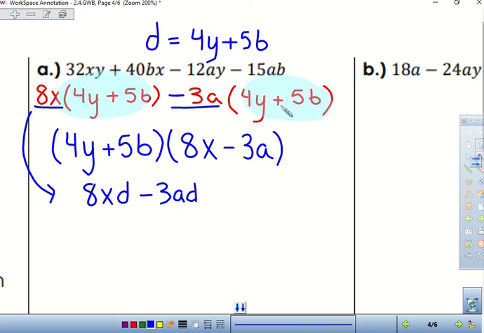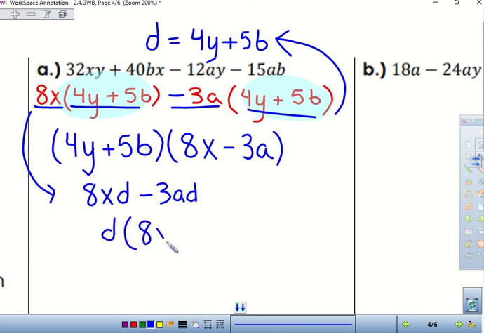See how I was able to do that? Because I replaced this with d. I just took this and replaced it with d. You see what I did there? I rewrote this whole sentence, but I replaced 4y plus 5b with d. You see it? Okay. Now, what could I factor out of this? A d, right? I take the d out, and I'm left with this.